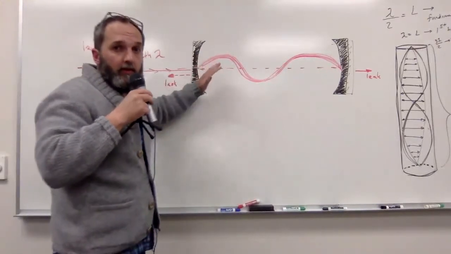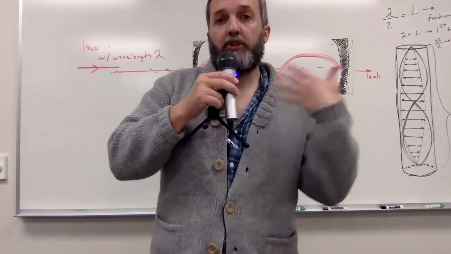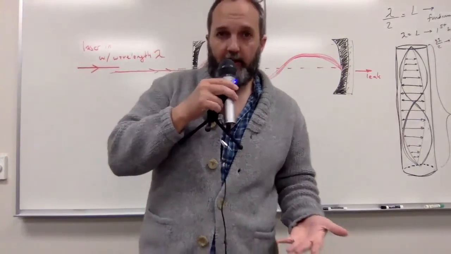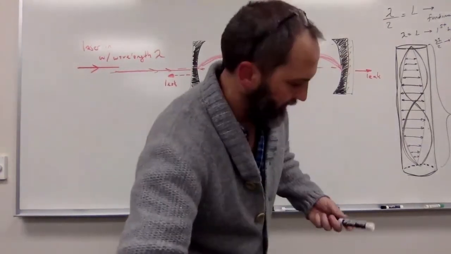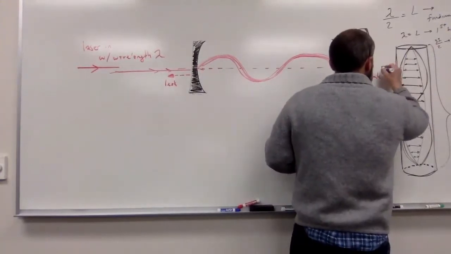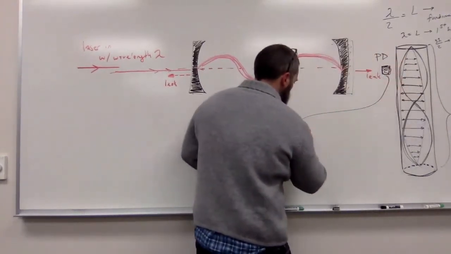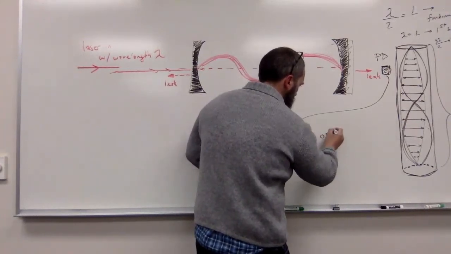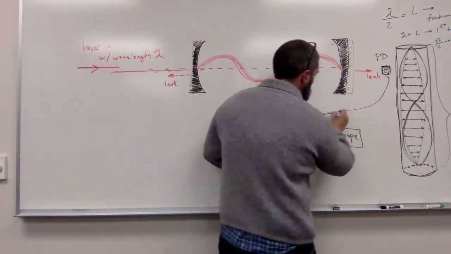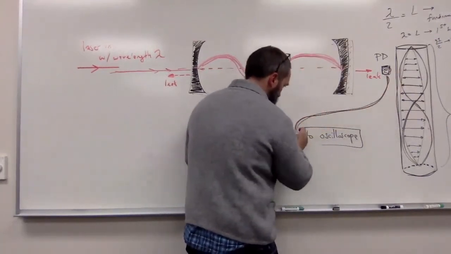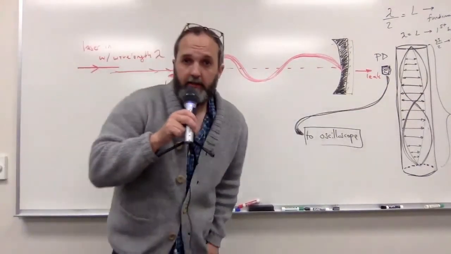Now, if I have a lot of power in a mode and I get 0.1% transmission out to the back, well, then if I have a lot of power in that mode circulating inside the cavity, then I'll get a detectable amount of power out in that 0.1%. All right, so I'm going to put my detector just here. So I'll put a photodiode there. Okay, so I have a photodiode, and then I have my oscilloscope.